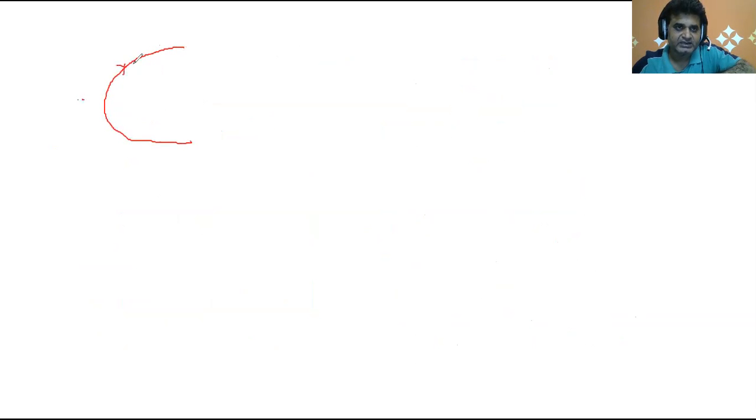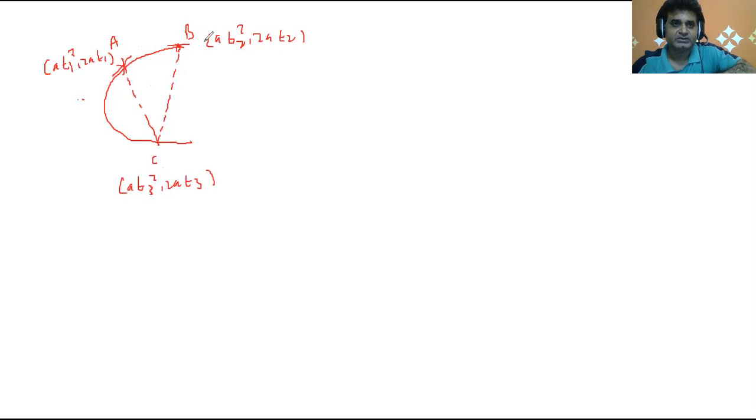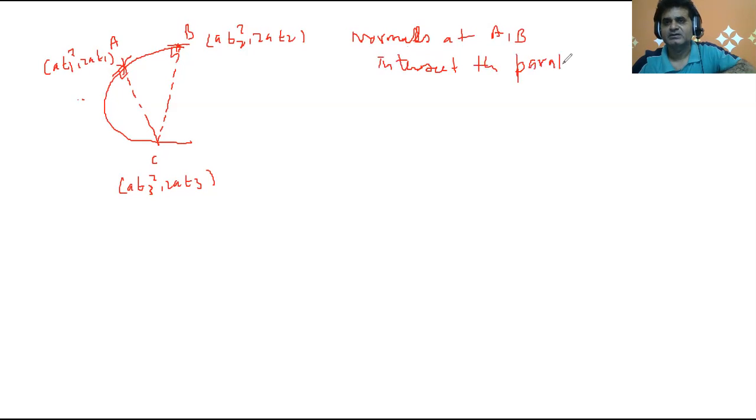Suppose there is a point A and another point B, and one normal is drawn at A and another normal is drawn at B, and they are intersecting at C. A is a t1 square comma 2a t1, B is a t2 square comma 2a t2, and C is a t3 square comma 2a t3. So the normals at A and B intersect the parabola y square is equal to 4ax at C. Then prove that t1 t2 is equal to 2.